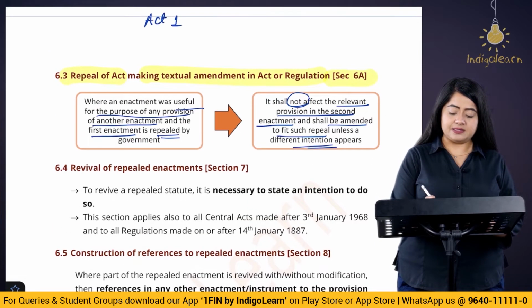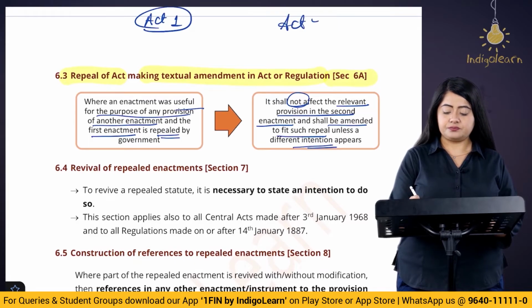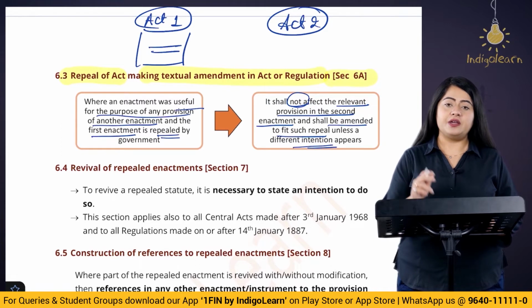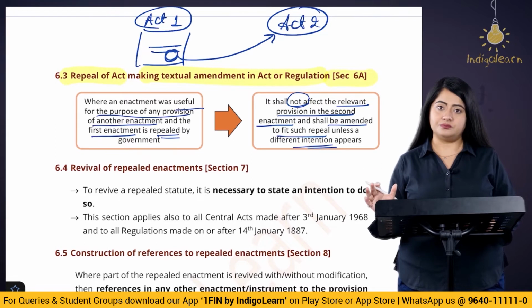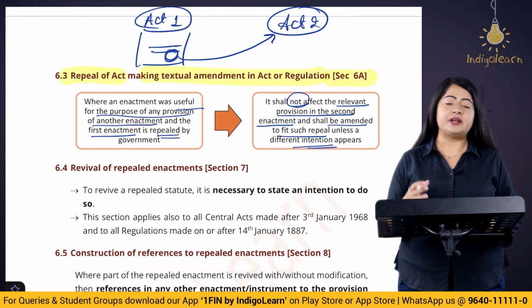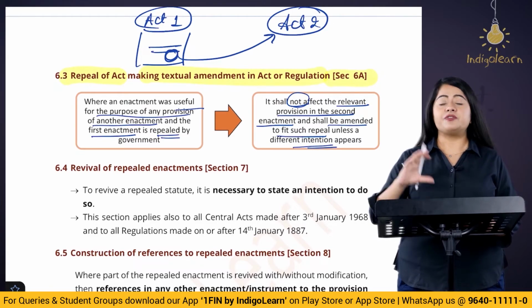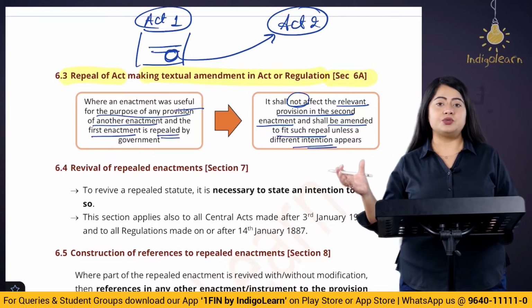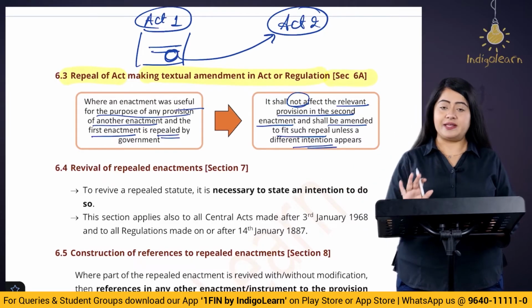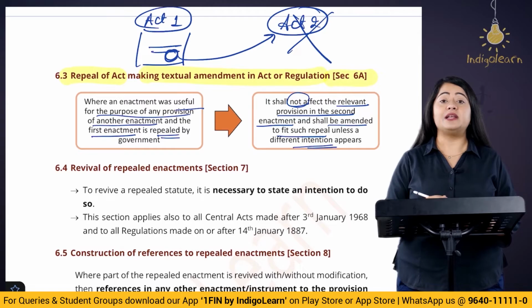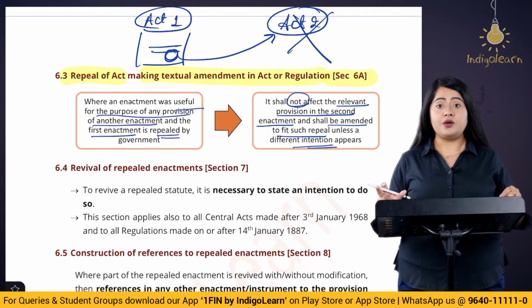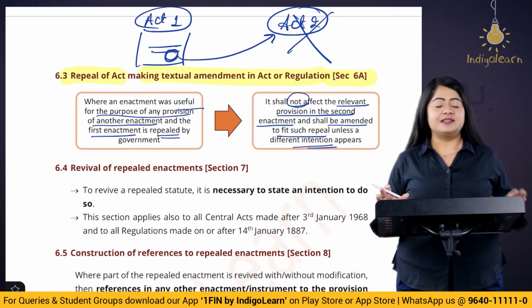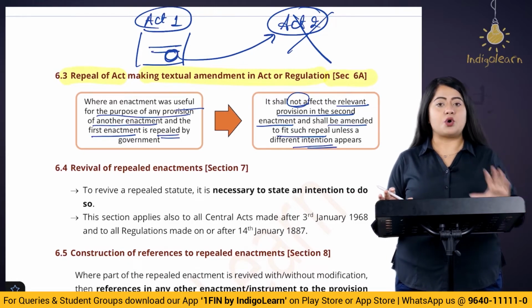Suppose we have one act and there's another act. Now in this first act, there is some provision which is stated. In this provision, a reference is made to another act, which is act number 2. Whenever we are trying to interpret that provision of act number 1, we will refer to act number 2 also, because act number 2 has been referred to in act number 1. Now let's say this act number 2 is repealed, it is cancelled out. In that case, does it mean that in act number 1 also the relevant provision is cancelled? The answer is no, that relevant provision is not cancelled.